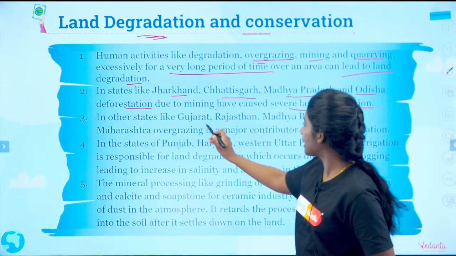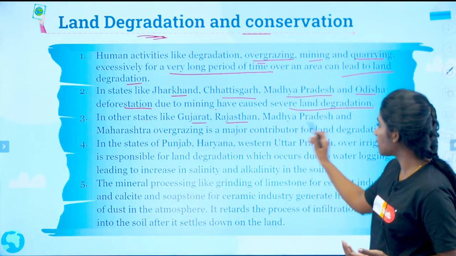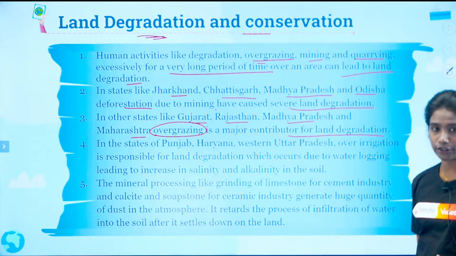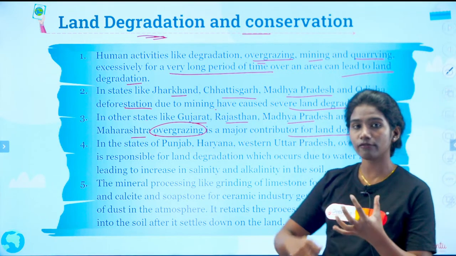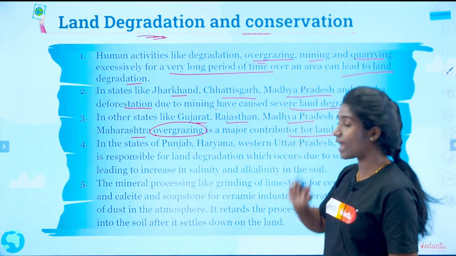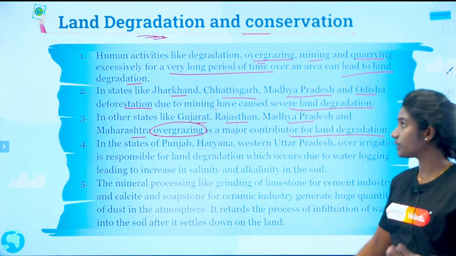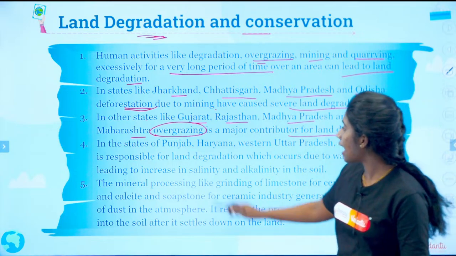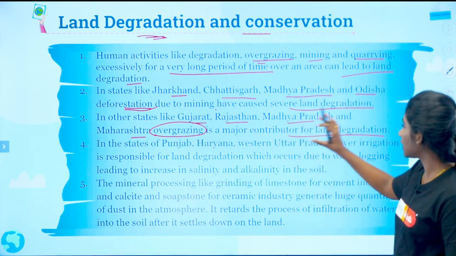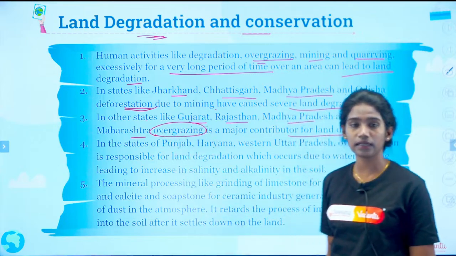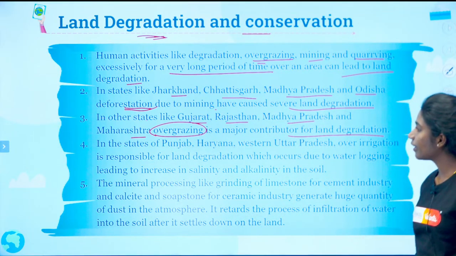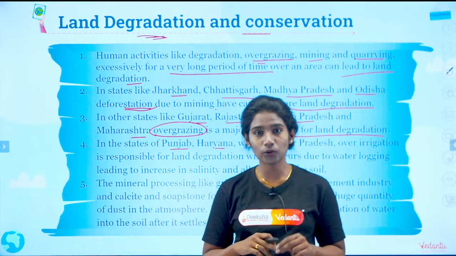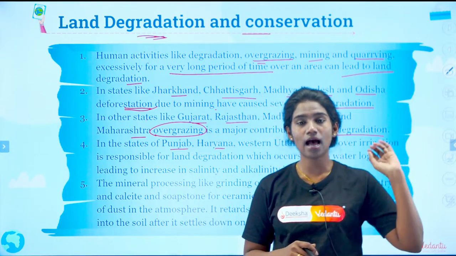And then in states like Gujarat, Rajasthan, Madhya Pradesh and Maharashtra, overgrazing is the major contributor to land degradation. And students, you will have to remember which state has what cause for land degradation. In Jharkhand, Chhattisgarh, Madhya Pradesh and Odisha, deforestation is the cause. In Gujarat, Rajasthan, Madhya Pradesh and Maharashtra, overgrazing is the cause. And what about Punjab and Haryana? I told you, in Punjab and Haryana, the net sown area is huge.